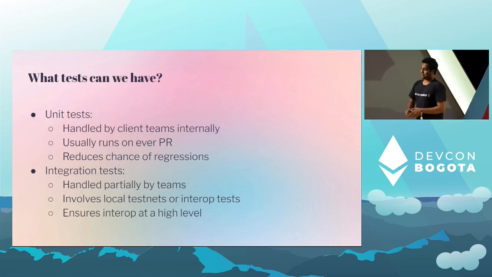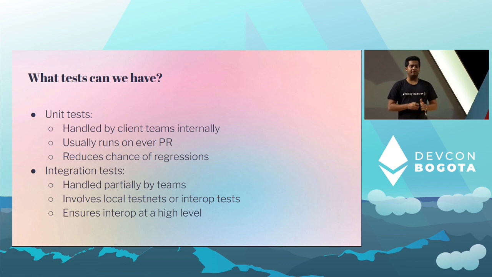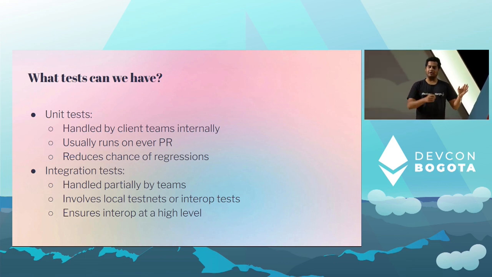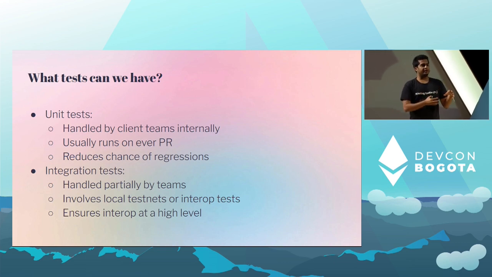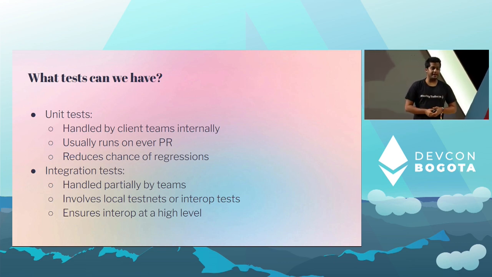Just to enumerate a bit from the regular testing world, what sort of tests even exist? So we have unit tests, and at least in our decentralized world, all the client teams take care of this themselves. We don't have to do anything, no coordination work from our side. This makes sure that there's no regression, but these are localized regressions, something that they might have seen on their client based on how they've built their client.